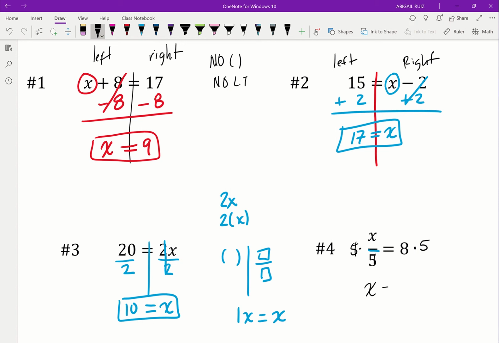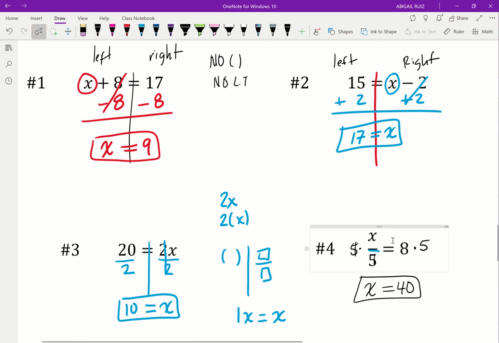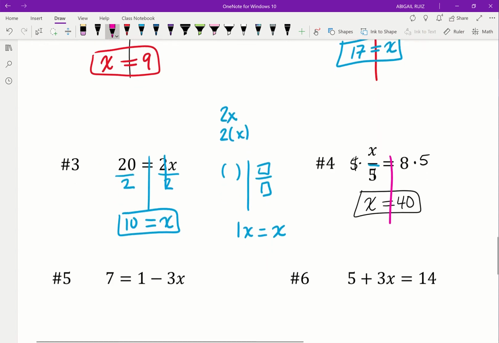Remember, 1 times x is x. And 8 times 5 is 40. Okay? And here is my answer. Notice that in this one, I didn't put the line to separate my left and right. You can always remember, actually, always remember to just write it down, just to keep you not messing up.